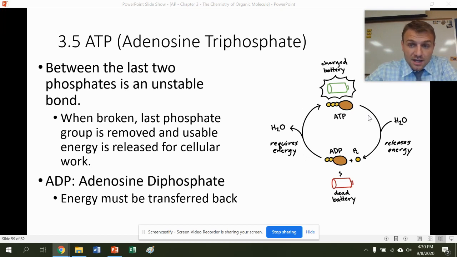Now, when we use this energy, that last phosphate group is going to break off. Now, here's the analogy I give. ADP is like a dead battery. ATP is like a fully charged battery. So again, we're going to re-energize it by eating food and converting that energy that we find in the food into the ATP. We use the ATP and we break off that last phosphate group. This is a cycle that goes on daily. It happens trillions of times a day just to supply your body with energy.